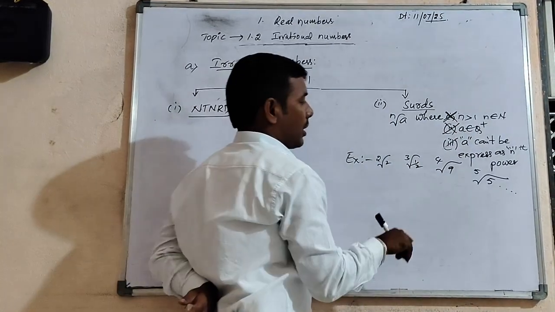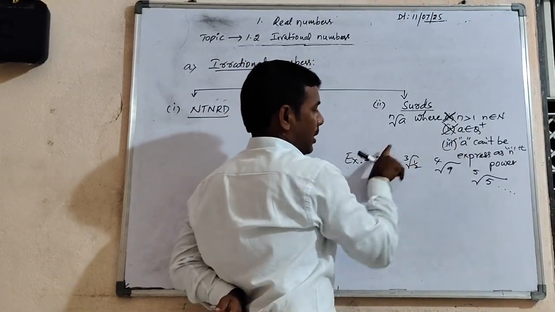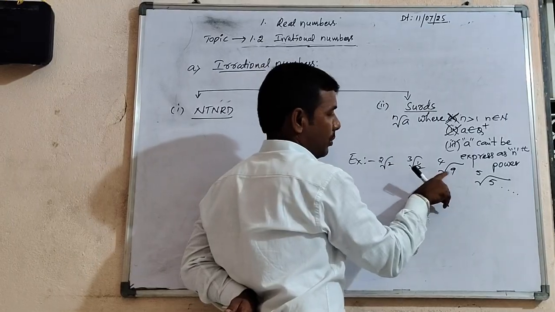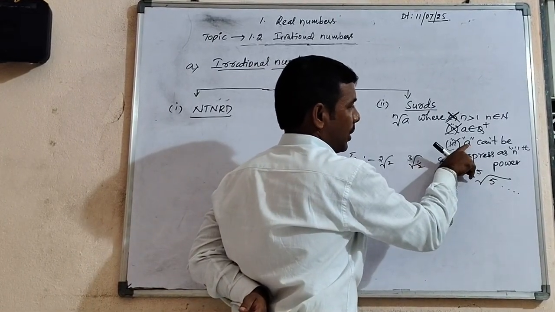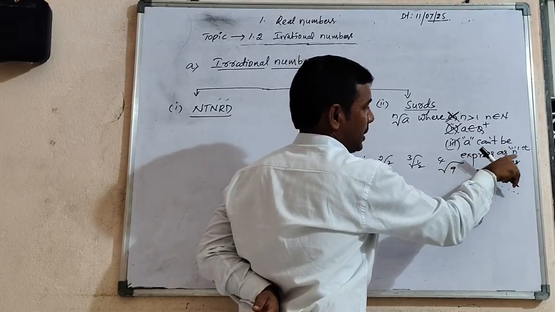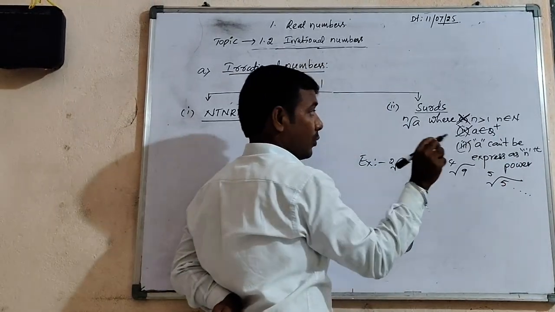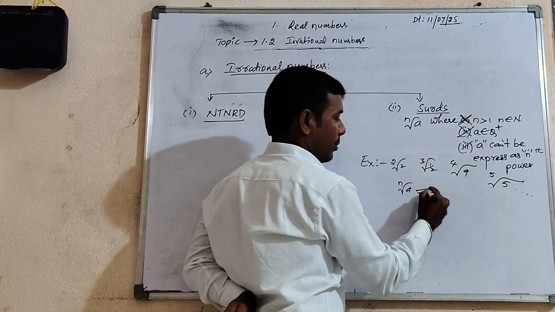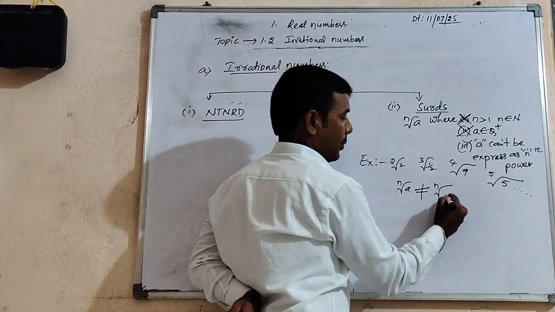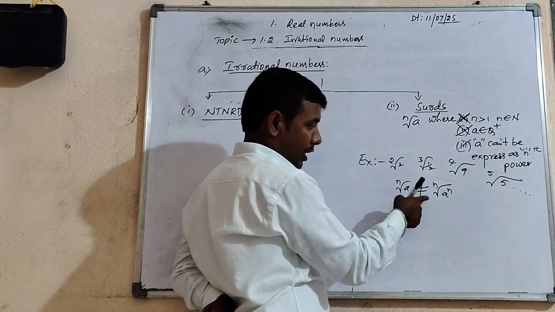Now what about the third condition? That is a. Here 2, here 1 by 2, here 9, here 5. In the a position, whatever the number, it cannot be expressed as an nth power. In a sense, carefully observe. The nth root of a cannot be written as the nth root of a to the power of n. You cannot express it in such a way.